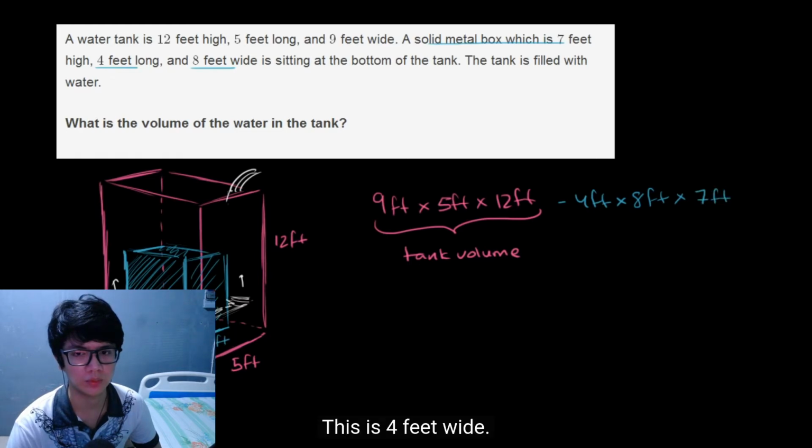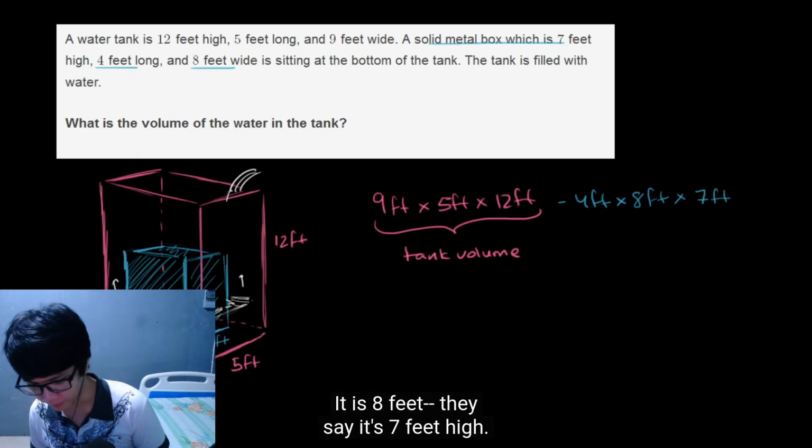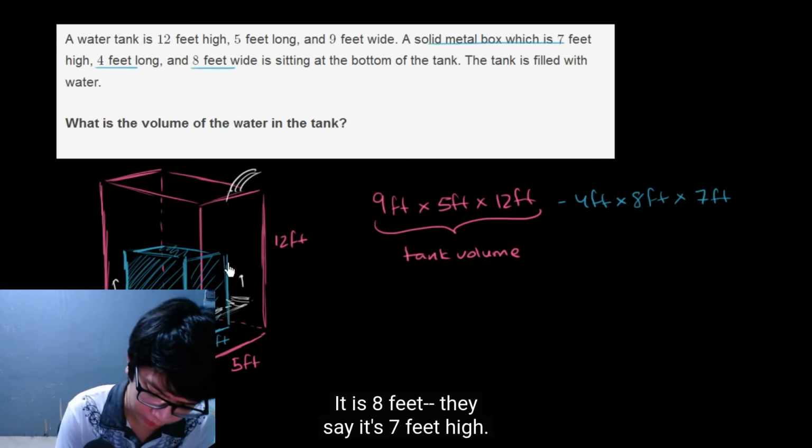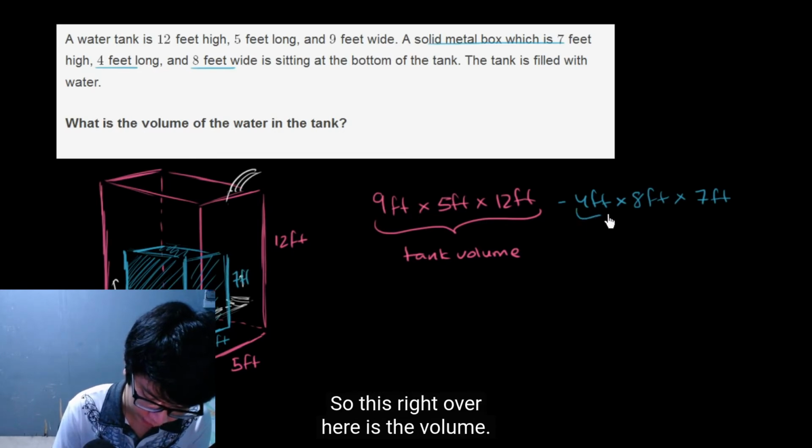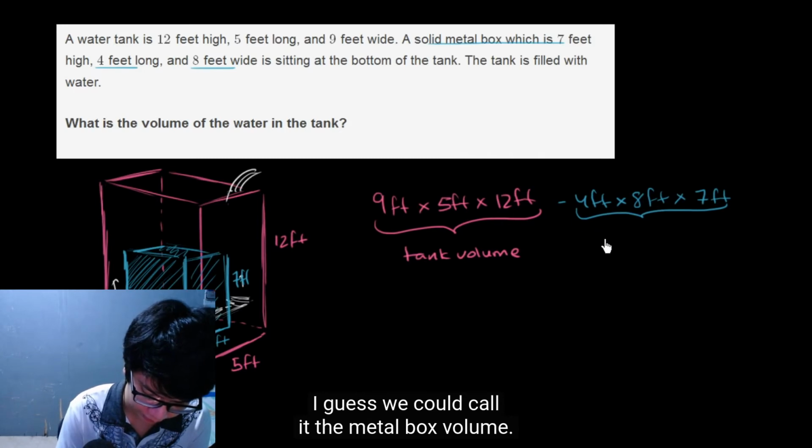This is 4 feet wide, it is 8 feet. What do they say? Oh, they say it's 7 feet high. Oh yeah, 7 feet high. It's 4 feet long and it's 8 feet wide. So this right over here is the volume. I guess we could call it the metal box volume.